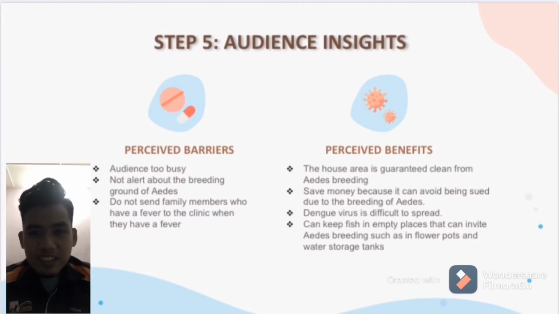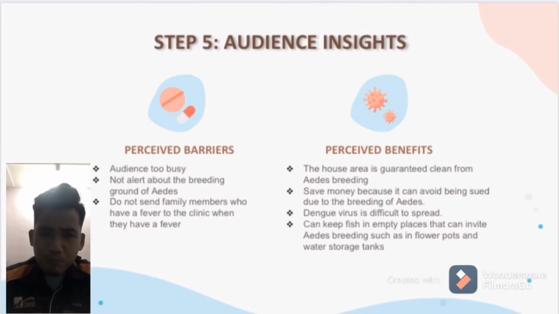The next reason is the audience is not alert to the breeding ground of Aedes. It will have bad effects on them because dengue fever is caused by the dengue virus carried by Aedes mosquitoes. Therefore, the probability of being infected is high if they are not alert. Lastly, the audience did not go or send a family member.